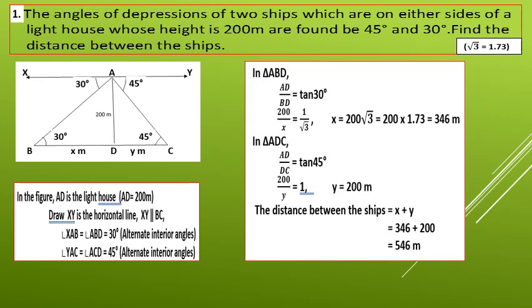Similarly, in triangle ADC, AD by DC is equal to tan 45 degree. AD is 200 divided by DC is y and tan 45 degree value is 1. So 200 by y is equal to 1. Therefore, y is equal to 200 meter. Now the distance between the two ships BC is equal to x plus y. That is 346 plus 200, that is equal to 546 meter. The distance between the two ships is 546 meter.